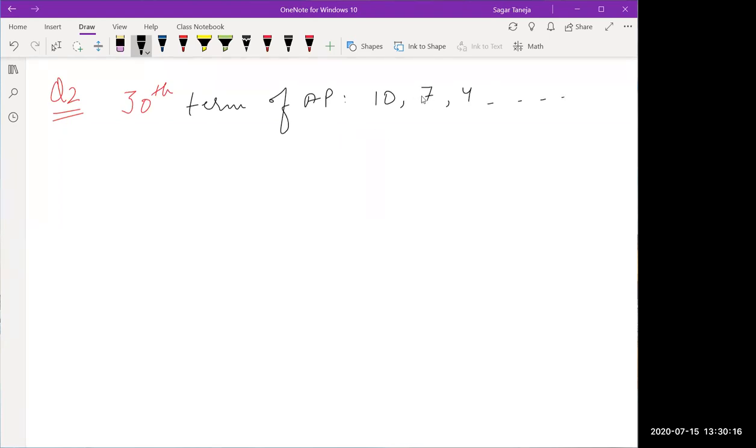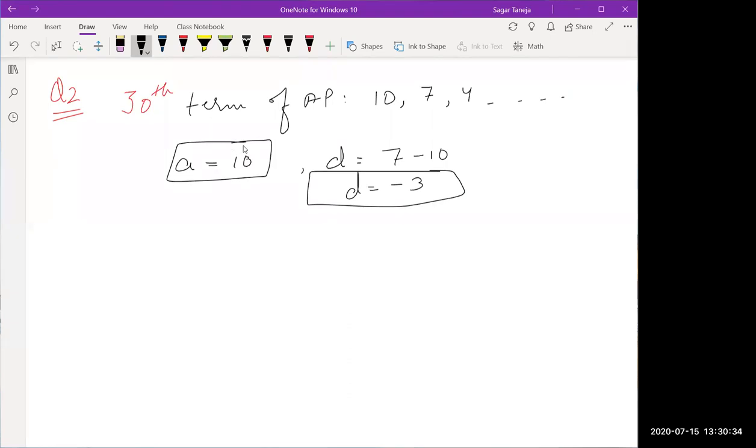If the AP is given, then we can say that the first term is 10. And we can calculate d also from here. That will be the second term minus the first term, which is minus 3. So d is minus 3, a is 10. And what we have to calculate? We have to calculate the 30th term. The way we write the fourth term as a4, the same way we can write the 30th term as a30.